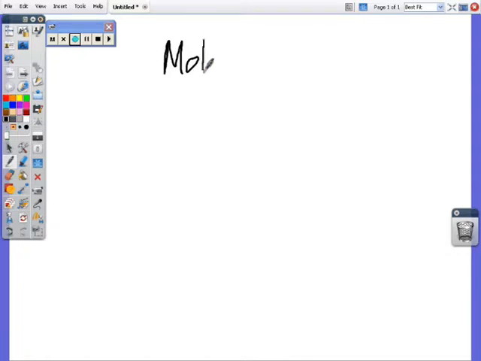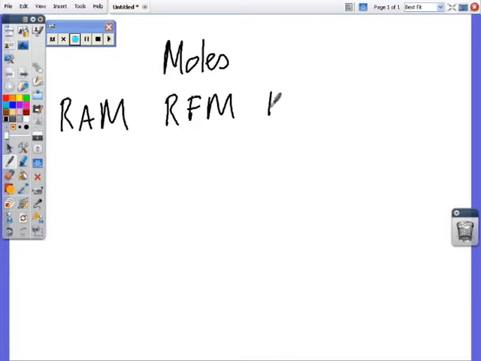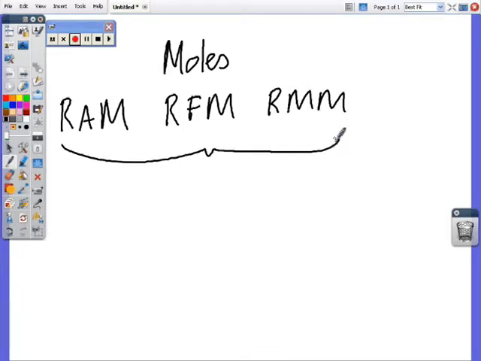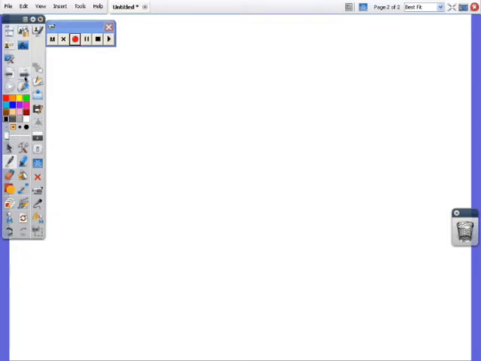Okay guys, what we're going to have a look at today are moles calculations for the GCSE double award specification. Specifically, we're going to look at the very first section, which refers to things called RAM, RFM and RMM. Those three things are linked together, and we will convert them to moles using a simple equation, and we will convert moles back to RAM, RFM and RMM again using the same equation.